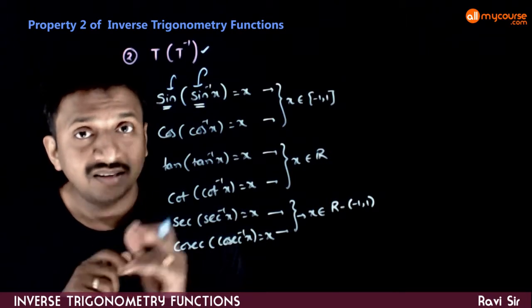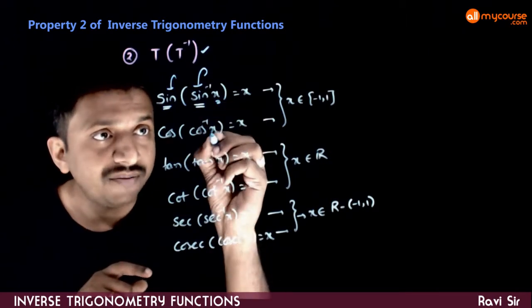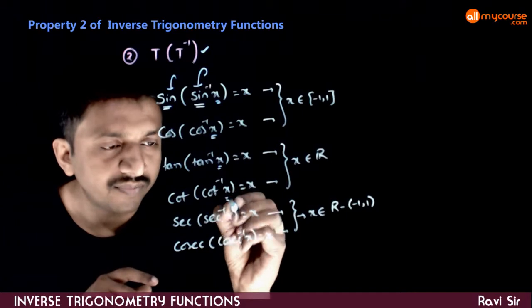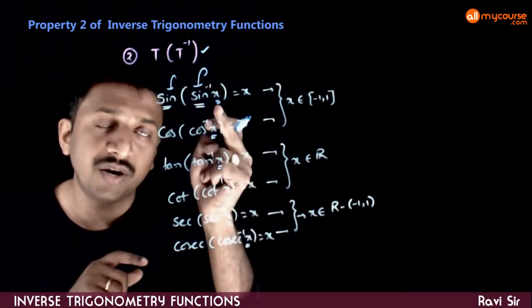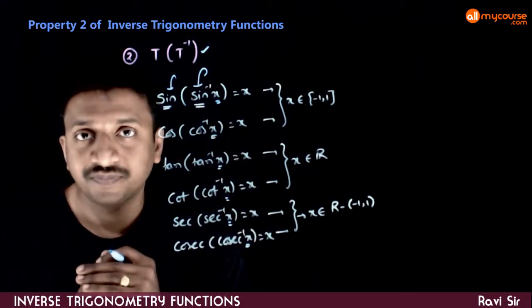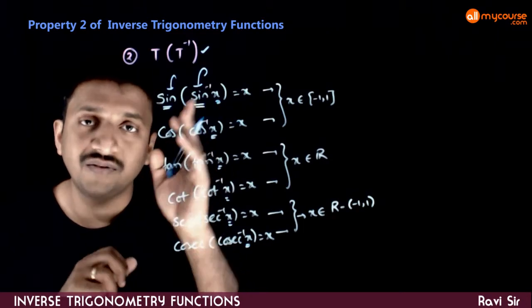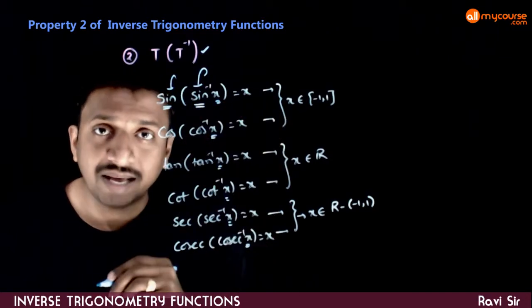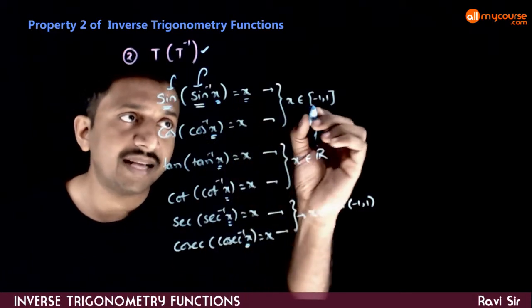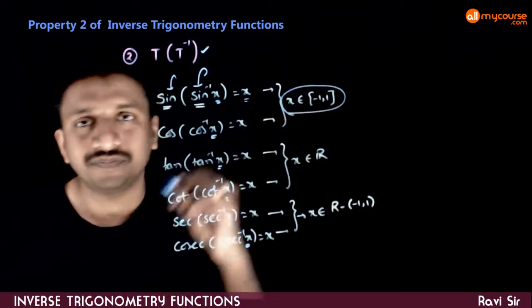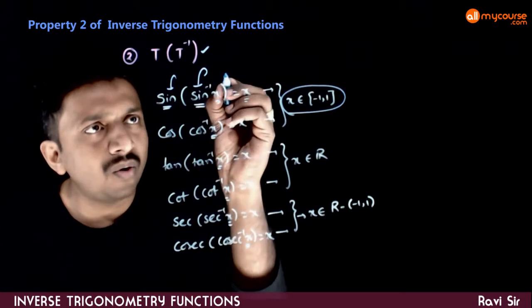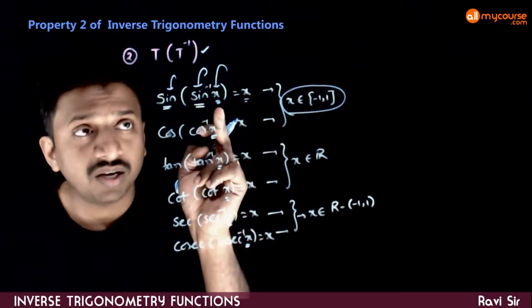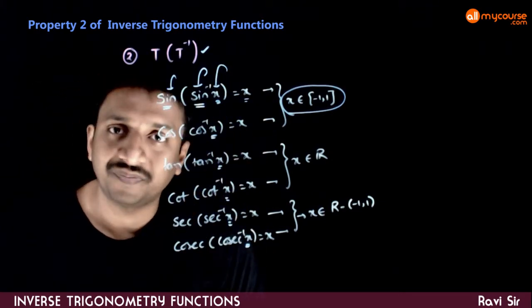But only if x belongs to the domain of the corresponding inverse trigonometric function. That is, sine of sine inverse x is equal to x as long as x belongs to -1 to 1. Because only numbers between -1 and 1 can go inside sine inverse.